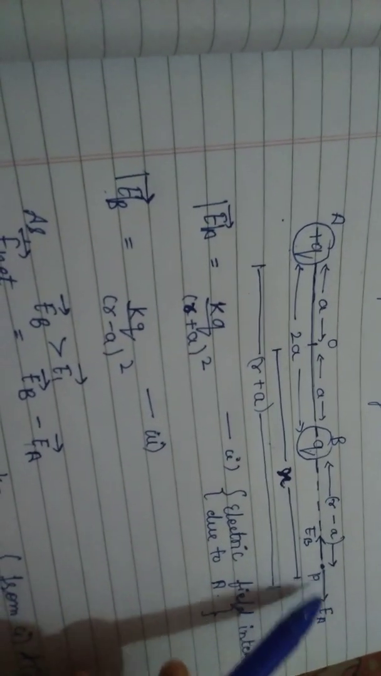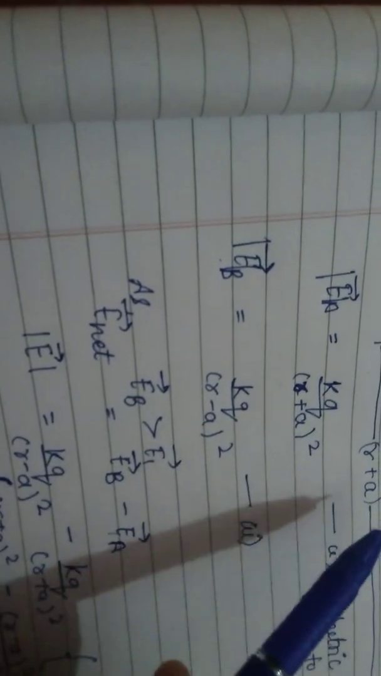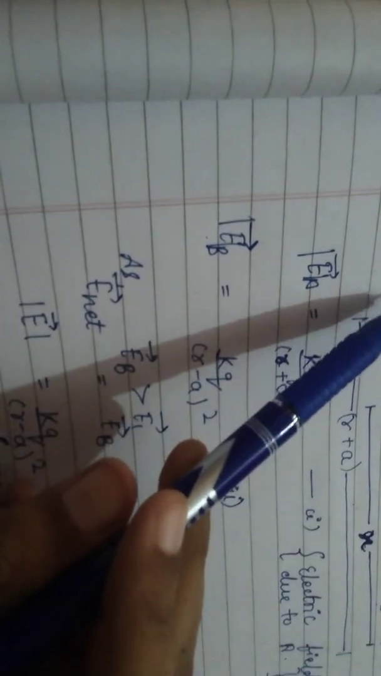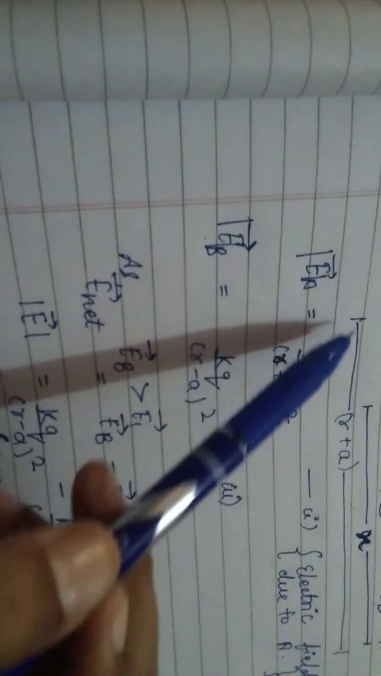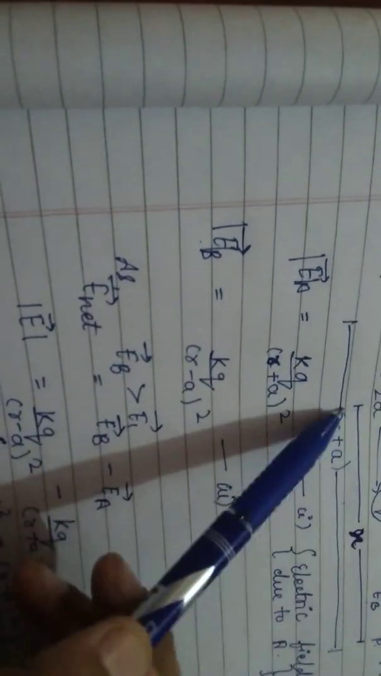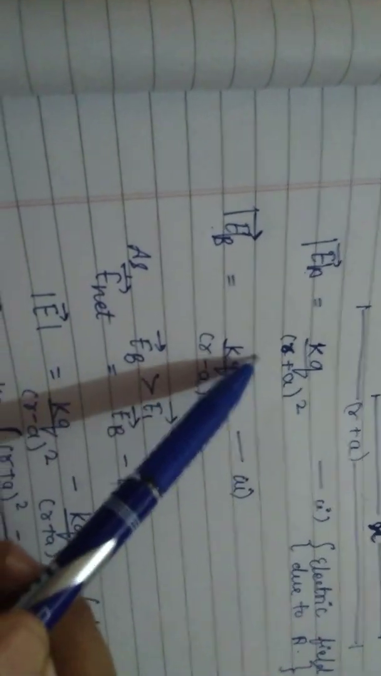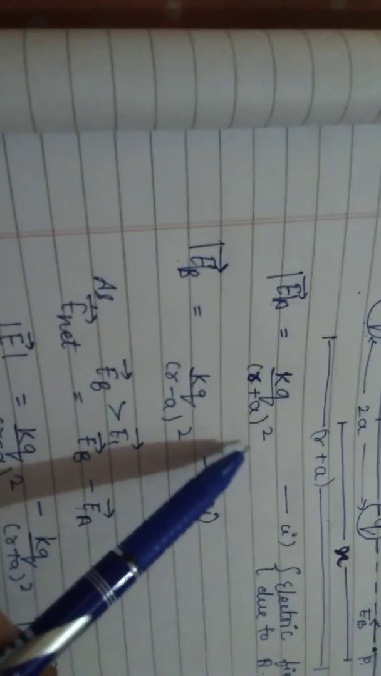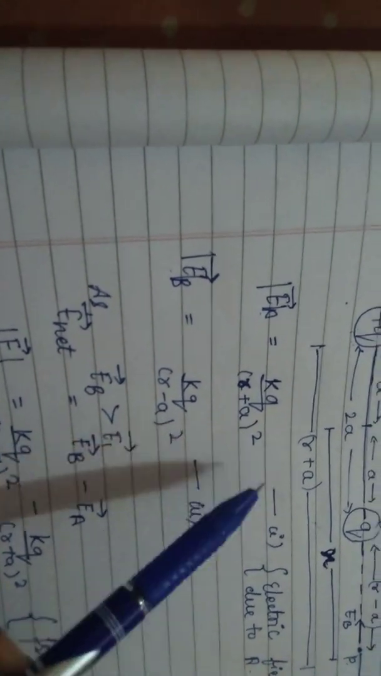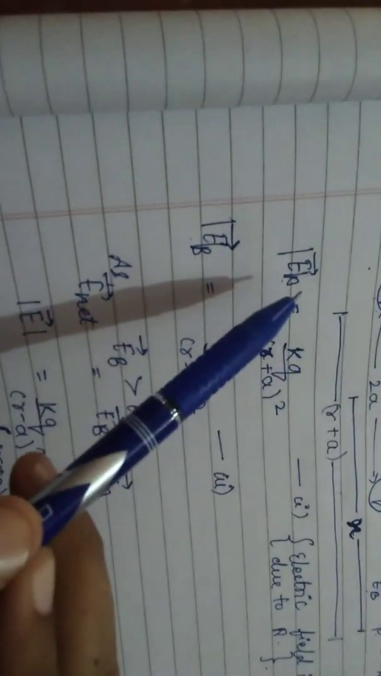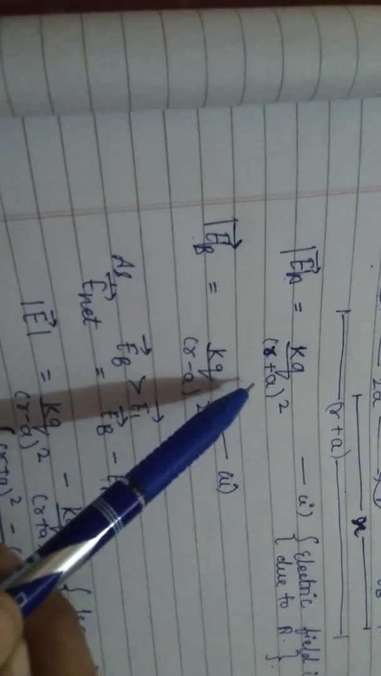So the magnitude of EA will be kq upon the distance between that point and the charge. The distance between the point and the charge is r plus a. Here is r and here is a. So the electric field intensity will be kq upon r plus a whole square, because the formula of electric field intensity is kq upon x square, where x is the distance between them. So EA will be kq upon r plus a whole square.